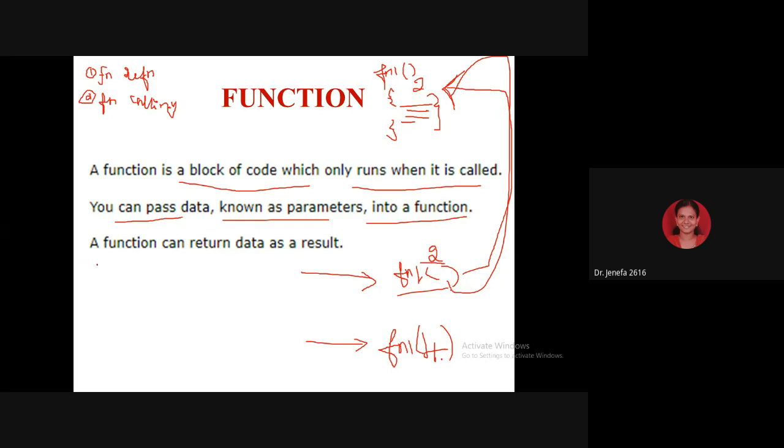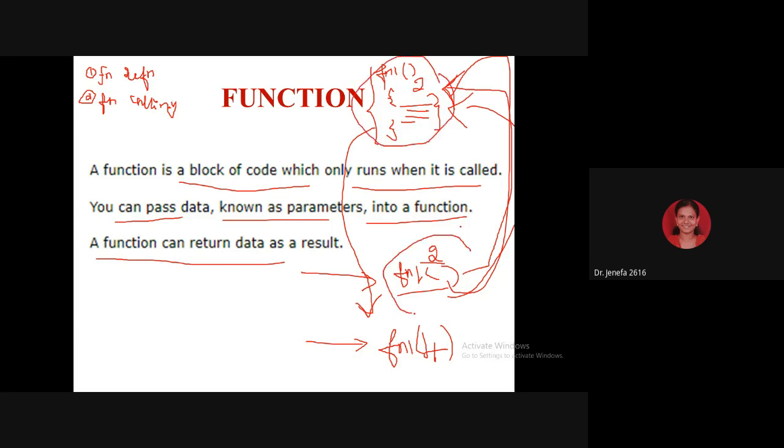At the same time, a function can return data as a result. So there is another possibility, that is we can also return values from the function definition to function calling. What I told you is that we can pass values from function calling to function definition. Otherwise, we can also pass values from the function definition to the function calling. The value that is passed from function definition to function calling, we call it the return value.